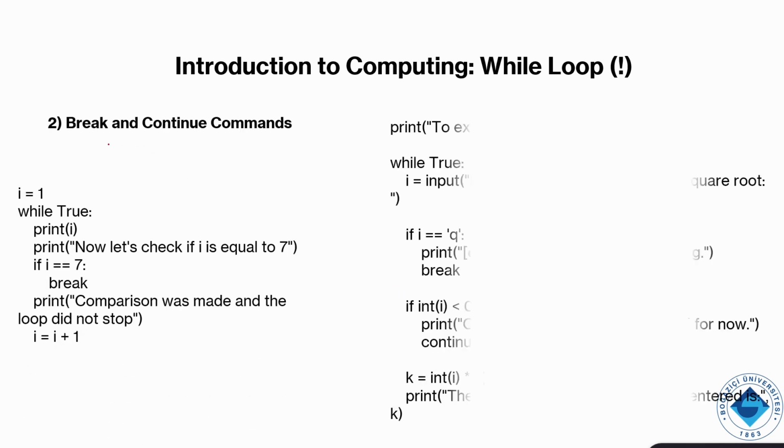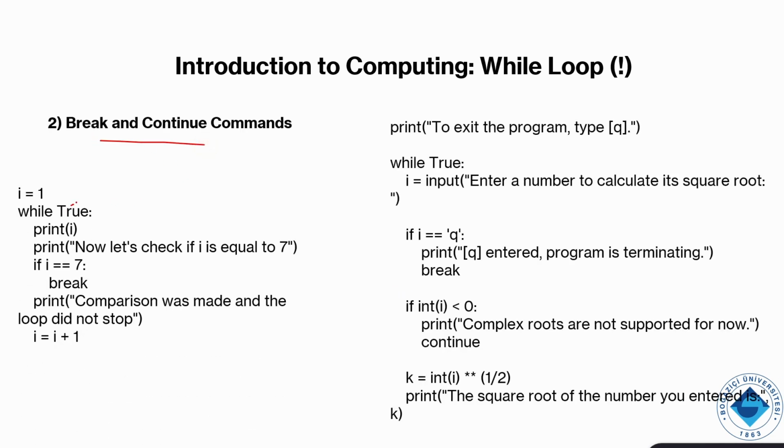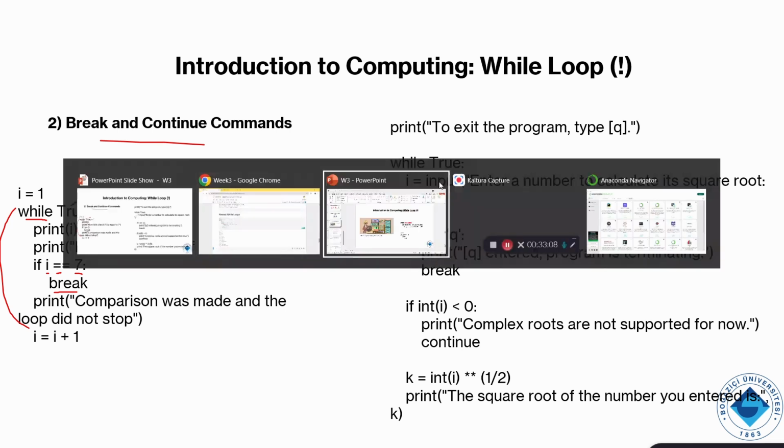And break and continue commands. For example, if you put True as the condition for a while loop, it will work forever, right? Because I can't change it to false directly since there is no condition. So I will put a break command here. Once i equals 7, it will break this loop and finish, and it terminates. Let's go to Anaconda and see it.